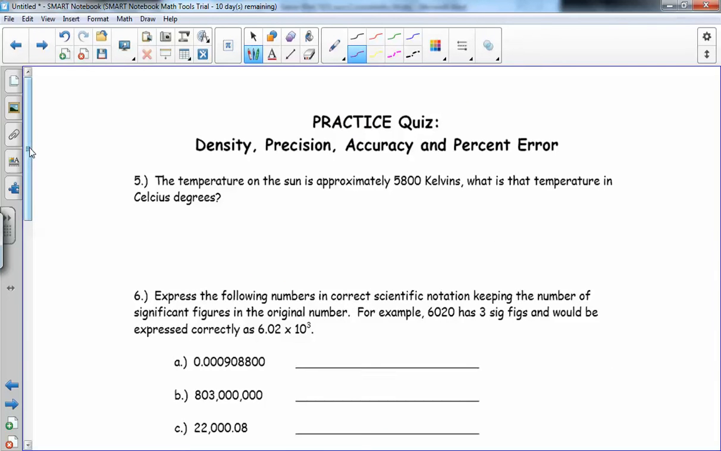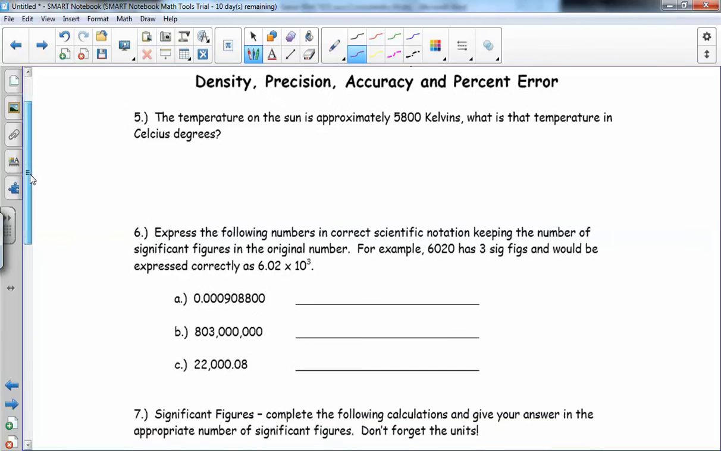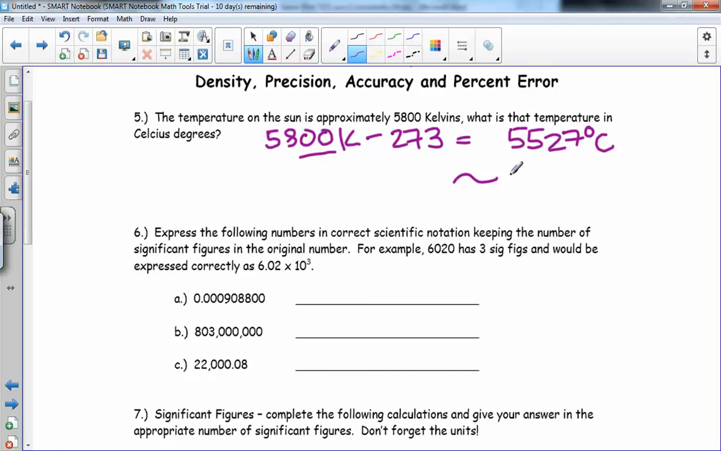On to the next page, another conversion. This one is going the opposite way. It's going from kelvins to Celsius, and so we need to take 5,800 kelvins minus 273 this time, and you get an answer of 5527 degrees Celsius. This needs to be rounded now since you're subtracting. These two zeros are not significant. I need to round this answer to 5,500 to respect my significant figures.